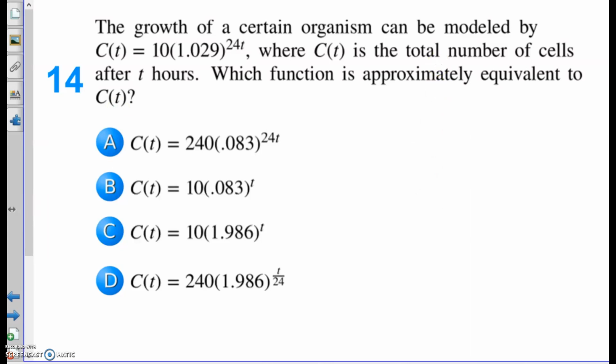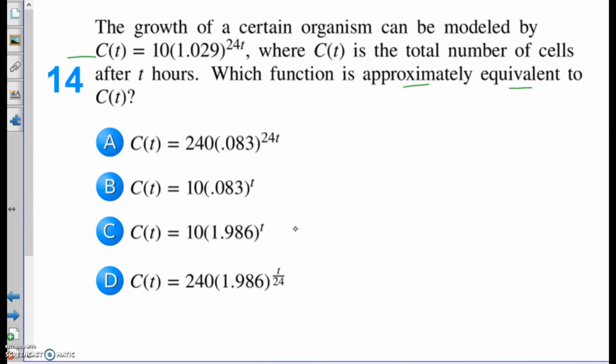I want to say the cheater way, but it's not cheater. It's probably the smart way of doing this: type this into my calculator, and then I could compare it to these and see which one is approximately equivalent. I'm looking for something that's basically going to have the same graph, the same curve. That's probably what I would do.